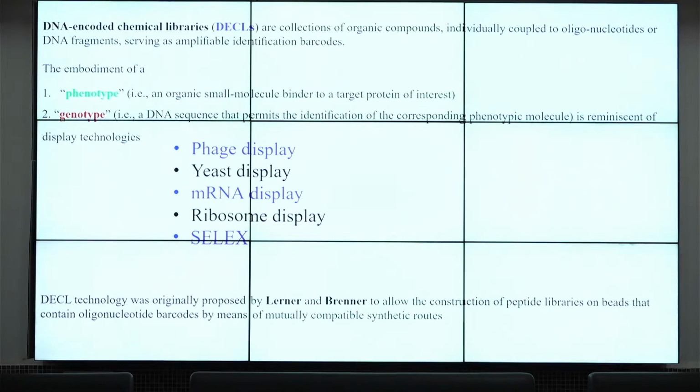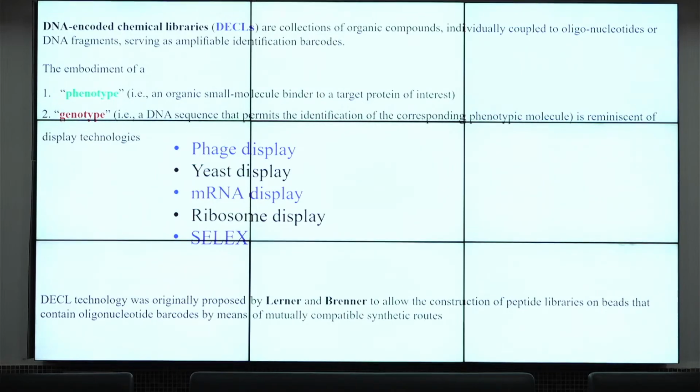That's what is called the barcoding. It is encoding. You are basically taking the DNA as a tag on the molecules and you can create the library. So this way it works. It's the collection of organic compounds individually coupled to oligonucleotides or DNA fragments. So the compound should be coupled with the DNA in order to give a tag to it, and accordingly the fragment is serving as an amplifiable identification barcode which will be tagged, which will be coded, and the embodiment of a phenotype is a small organic molecule binder to a target protein.